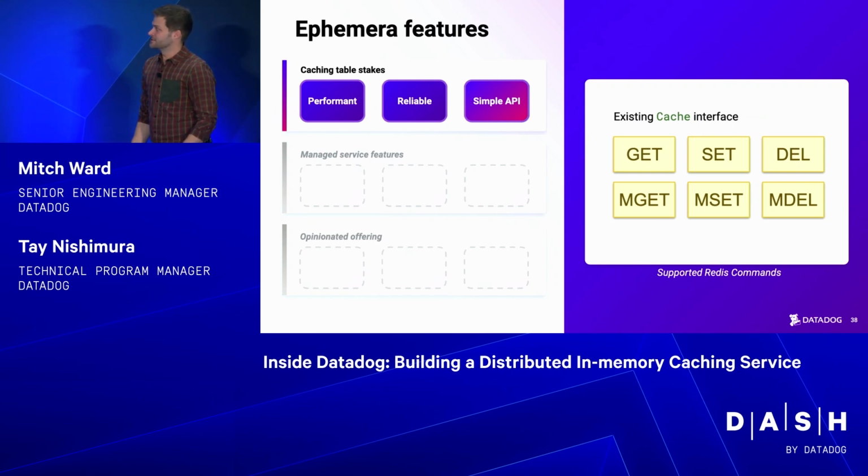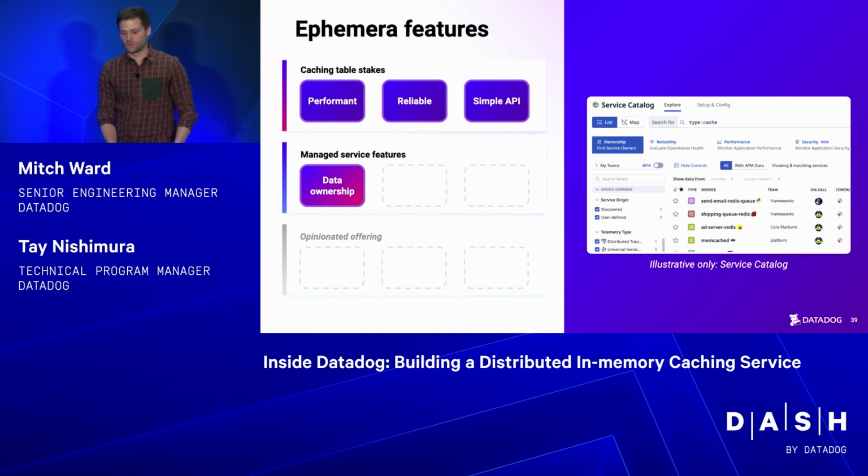The third table stake is just having a simple API. And here, simple API means easy to use. So as Tay touched on, we did have that cache interface almost a decade ago now. So we were just able to implement Ephemera using the same simple interface. And we found that this is sufficient for the majority of the use cases we have at Datadog. There wasn't a need for implementing fancy Redis commands or Lua scripts. We're really just doing simple caching here.